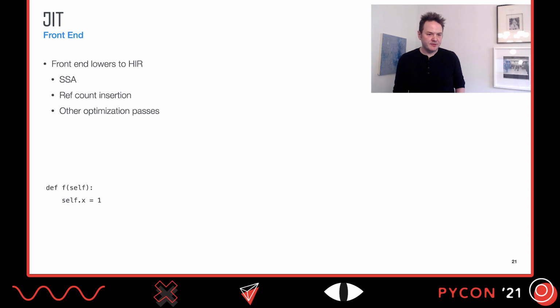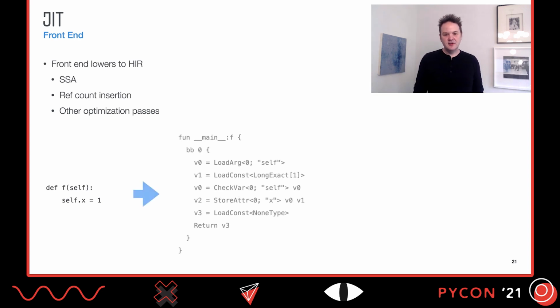So if we take a simple function, this is just assigning an attribute to a class, it ends up turning into this HIR initially. And so this is pretty straightforward. We're loading self, we're loading the value 1. We check to see if self is defined. This is something that happens in the interpreter loop for every single load of a variable. We store the value 1, and we return none.